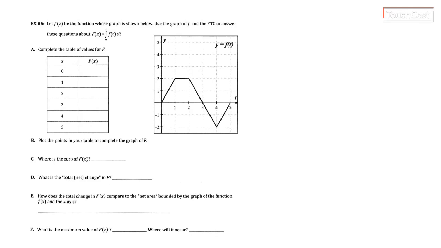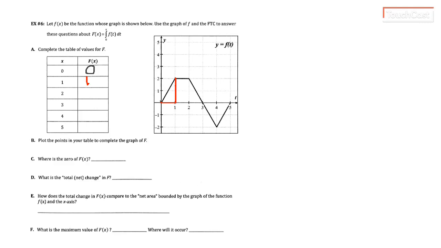When x is 0, the area under the curve is just 0 because we're at the origin still. Now when I move along to find the rest of these, I look at 1, I've got a triangle there. I can find the area of the triangle. Remember, area of a triangle is base times height divided by 2. 1 times 2 divided by 2 is 1. So at x equals 1, big F will be 1.